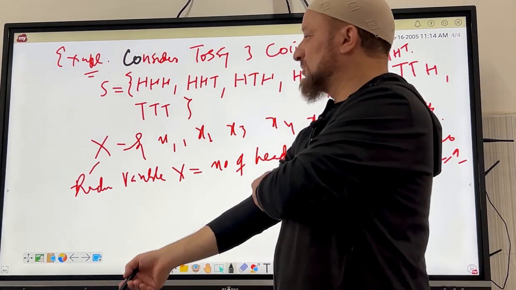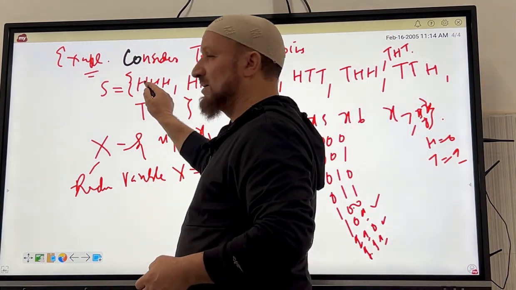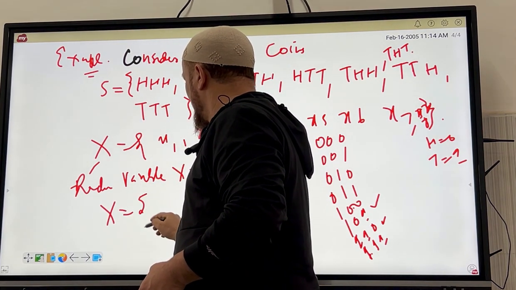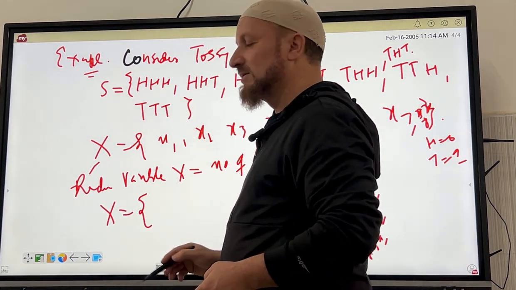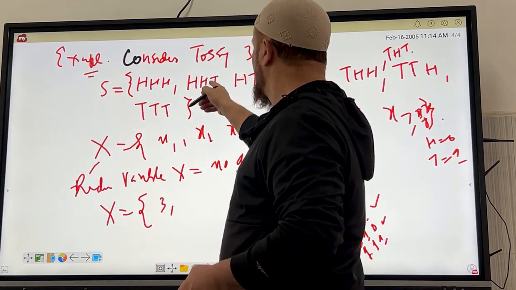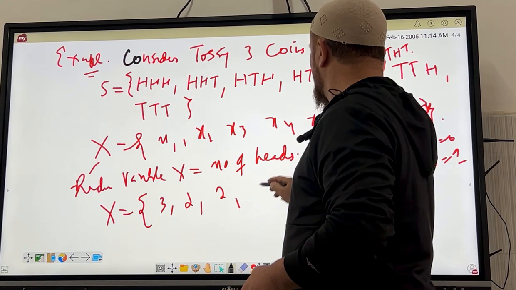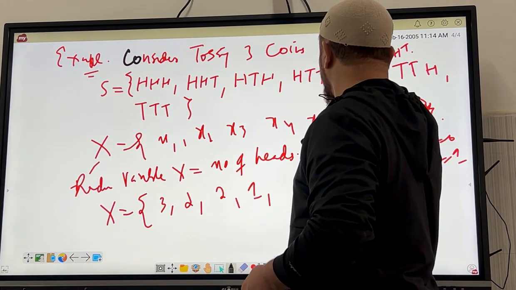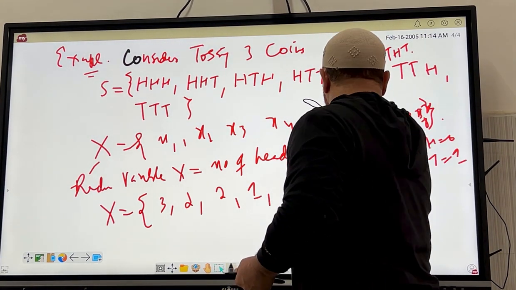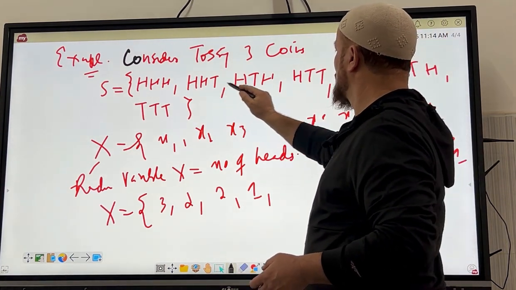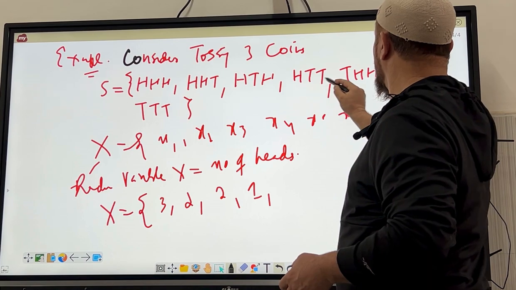Give that real number to this. What is x1 here? This is x1. How many heads I got? Next. Next. 3, 2, 2, 1. Then?